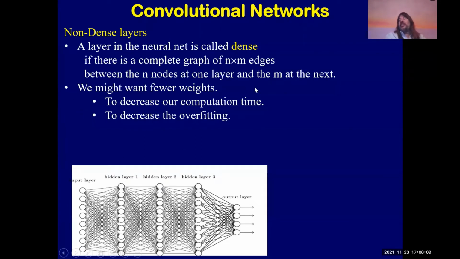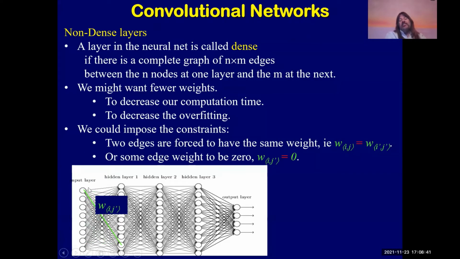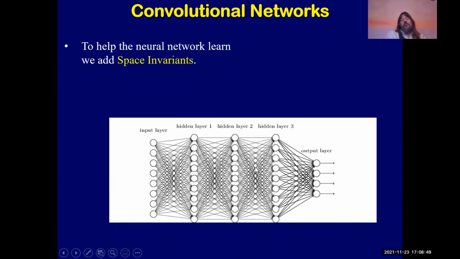We might want to decrease our computing time. We want to decrease how much overfitting it can do. Remember, overfitting is when you can memorize anything because you have too powerful a machine. And so we can add some constraints on these weights. One thing we could do is say these two weights have to, for some reason, have the same value. Or we could say, hey, this edge is just not there, or we constrain it to have a weight of 0.